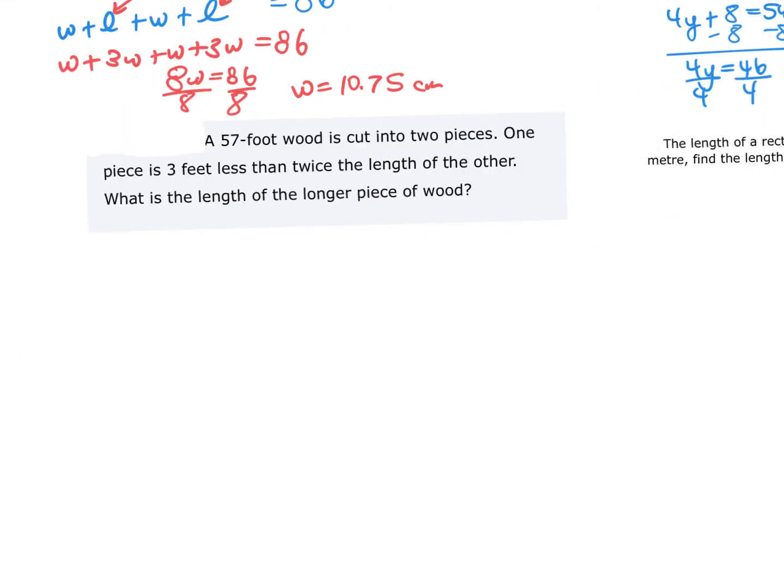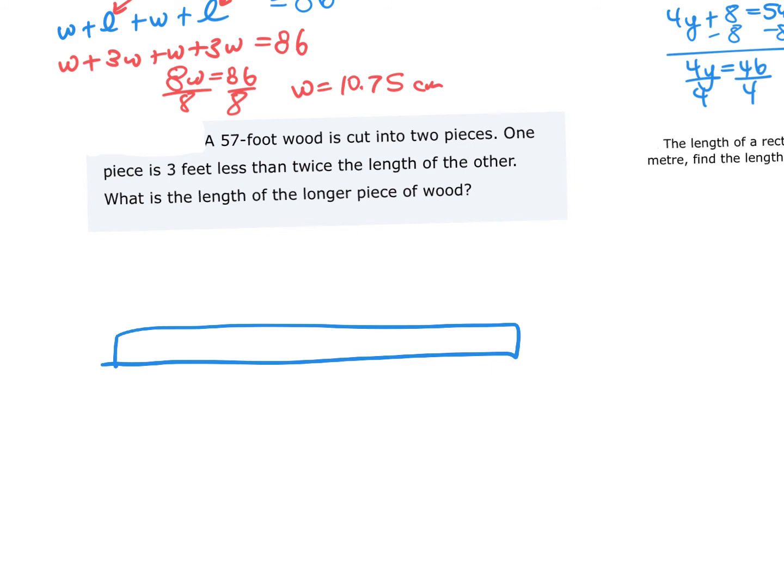All right, look at the next one. When in doubt, guys, what should you do? Draw a picture. All right, it says a 57-foot wood is cut into 2 pieces. So just draw a big piece of wood. How big is this whole thing? It says 57 feet. Agreed? And how many pieces did we cut it into? 2. Does it say they cut it in half? No, it just says they cut it.